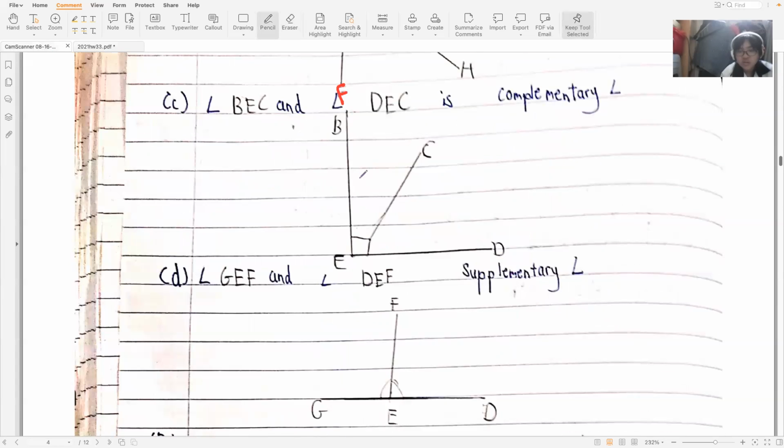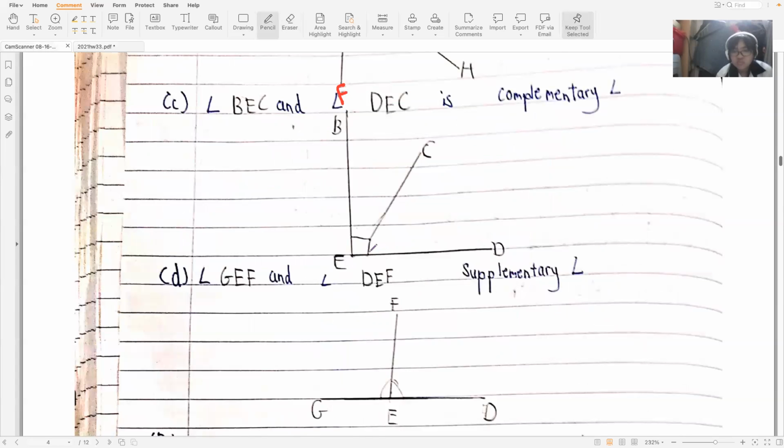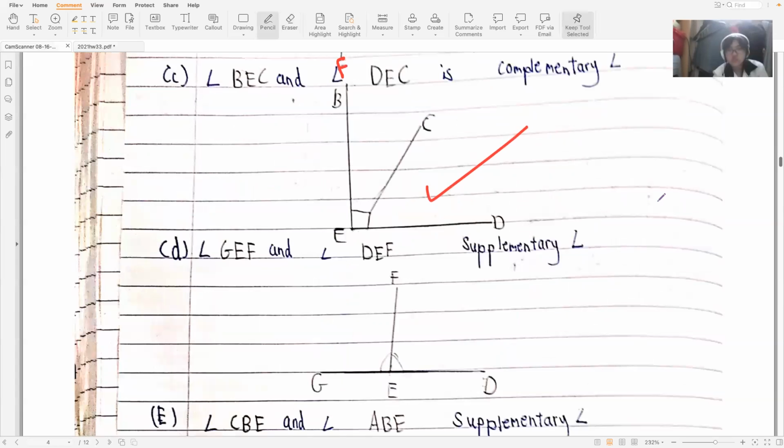Okay, another 90 degree. Okay, BED. Let me see. BED is another line? Yes, there is an EC line. Is there EC? Yes. Okay. Next.